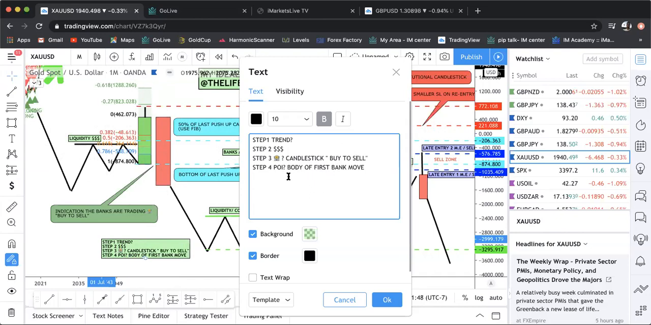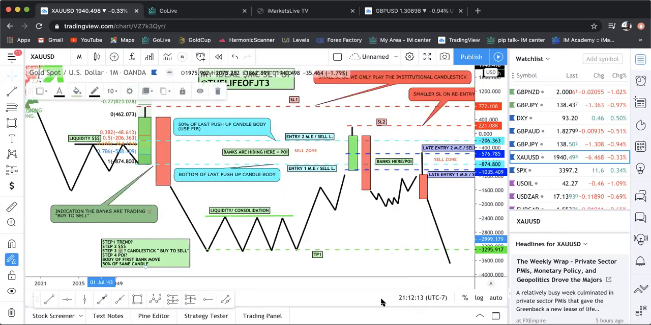Okay, so step number four, we're looking for our point of entry. One point of entry is going to be the body of our first bank move. Our second point of entry will be our 50% of that same candle. What I mean by that, family, is right here. This is the candlestick pattern that we're talking about right now.